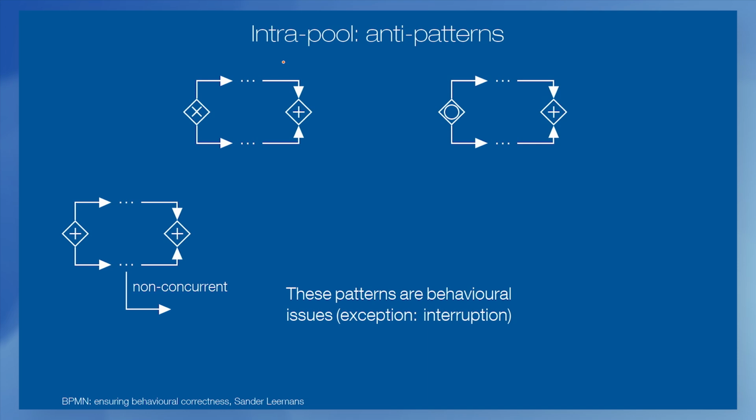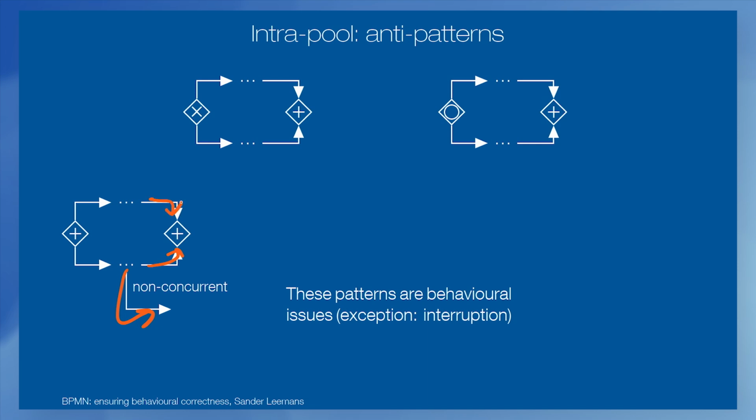Another anti-pattern is the escaping sequence flow. Here we have matching gateways, so here we have a parallel split and a parallel join. However, in one of the branches, the token can escape. So if the token goes down here and not towards the join, then the other branch's token will get stuck here in the join.